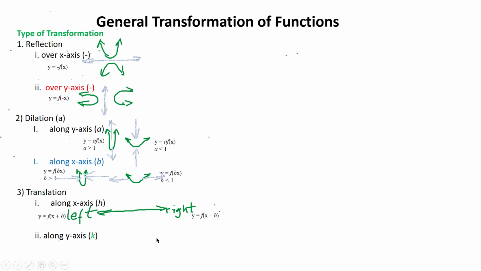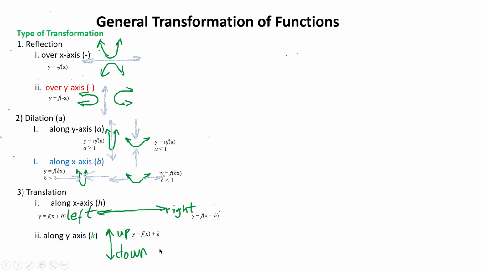Now let's look at translation along the y-axis. The graph could either move up or down. When it's moved up, we have the algebraic equation y equals f(x) plus k. Remember, here the k is outside the parenthesis, as different from the case of translation along the x-axis, where the letter h is added inside the parenthesis.